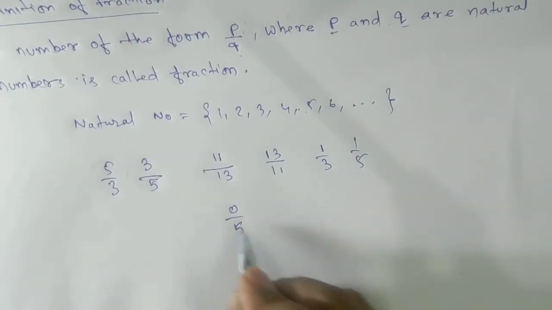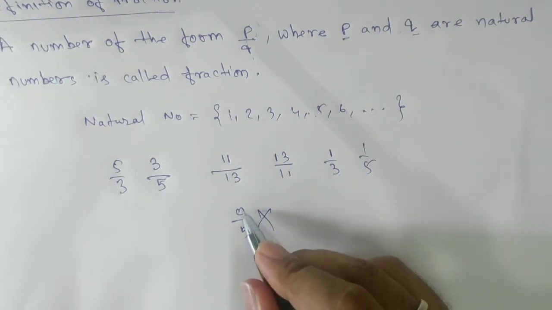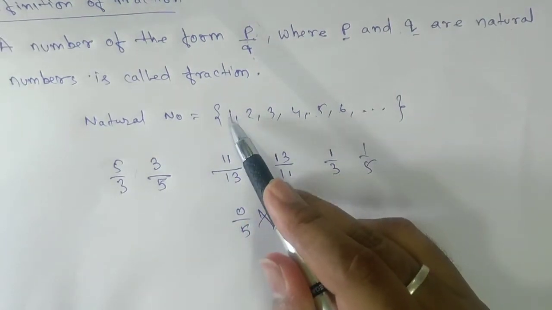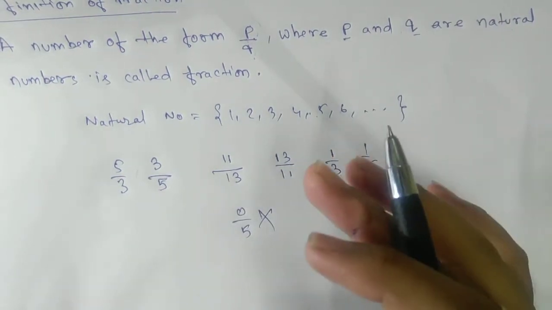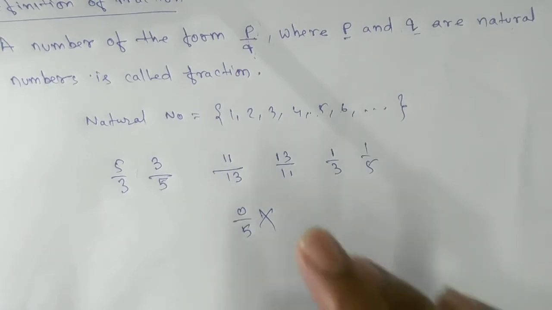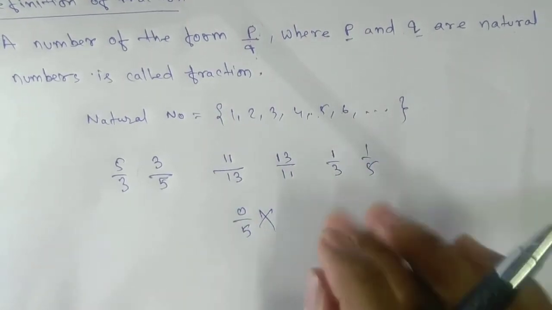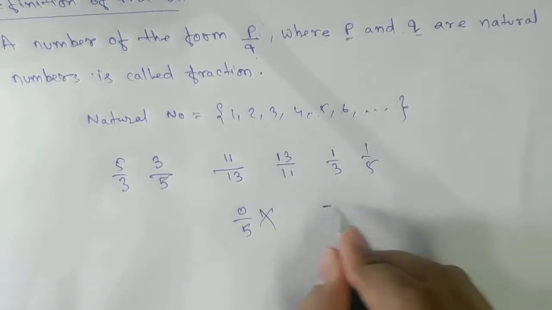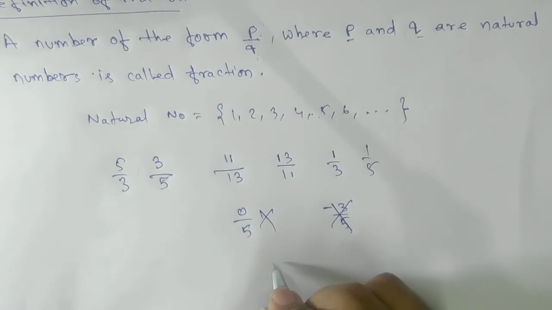If I say 0 by 5, no, it is not a fraction. Why? Because 0 is not a natural number. Your numbers start from 1, so it must be 1, 2, 3, 4, any number, but not 0, not minus, nothing like that. If I write minus 3 by 5 here, is it a fraction? No, it is not a fraction.